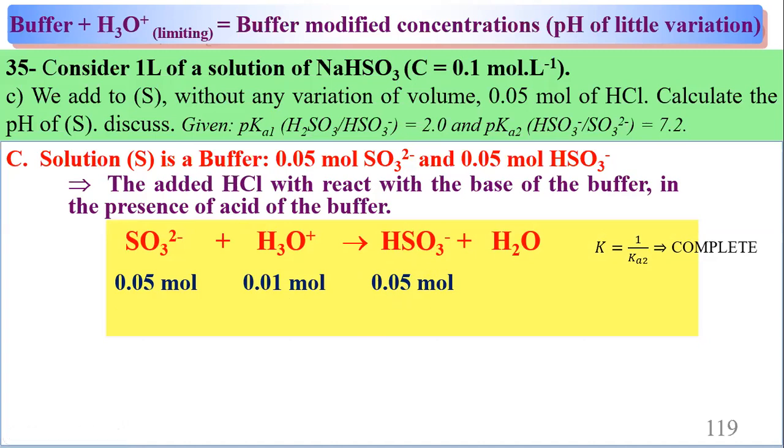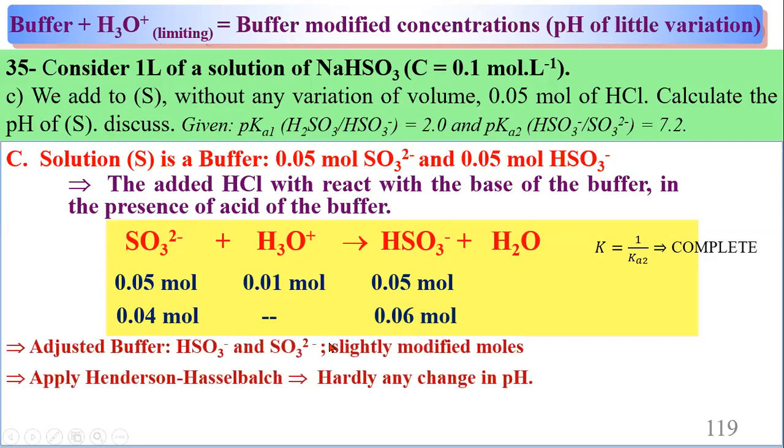Here, of course, you can see that the H3O+ is the limiting amount, so that's going to tend to 0, and I'm going to remove some SO3 2-: 0.05 minus 0.01, I'm left with 0.04, and on the product side that's going to add some more. So how much is going to be added? 0.05 plus 0.01, which is 0.06. What am I left with? Yes, a modified buffer, or an adjusted buffer, with slightly modified moles.